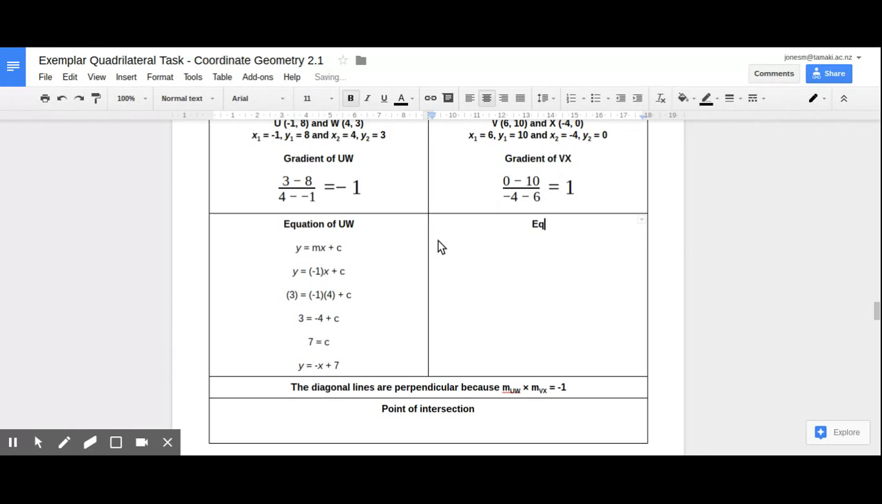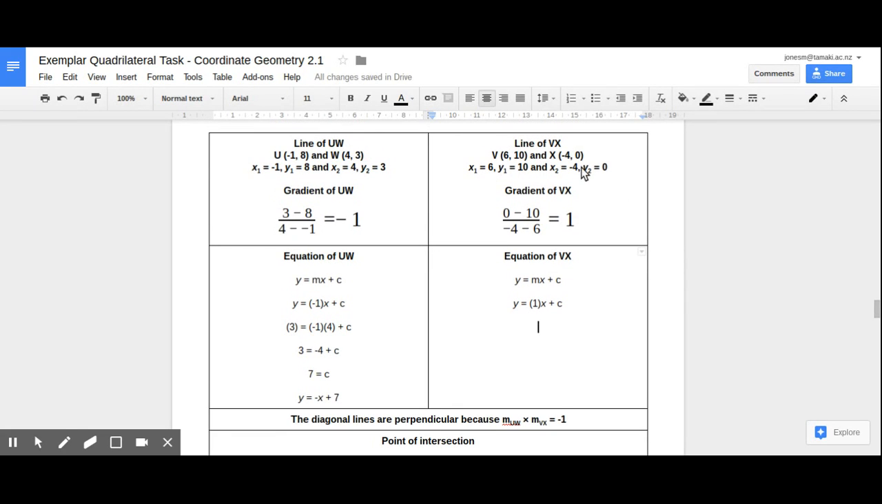Now we're going to look at the equation of VX. Same again, we have y equals mx plus c, substituting a gradient of 1. And then we're going to substitute in a y and x. On the other side we used x2 and y2, but we could have done x1 and y1. So here I'm going to do x1 and y1 just to show you that both ways work. So our y1 is 10, and then 1.